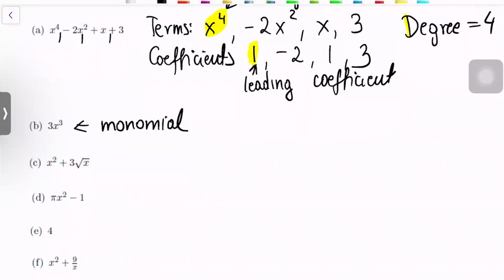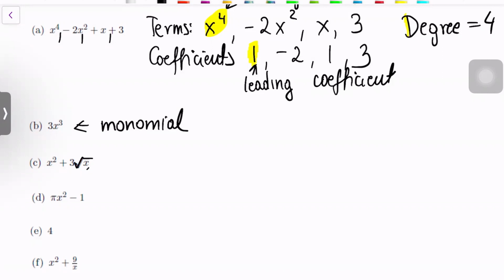Okay, what about C? Is this C a polynomial? So you see x squared plus 3 square root of x. Use your intuition, what does that tell you? Something stands out. Are you alarmed by something? Does it look like a polynomial? Okay, some people say yes. Anyone doesn't like something about this? We're not supposed to have square roots.